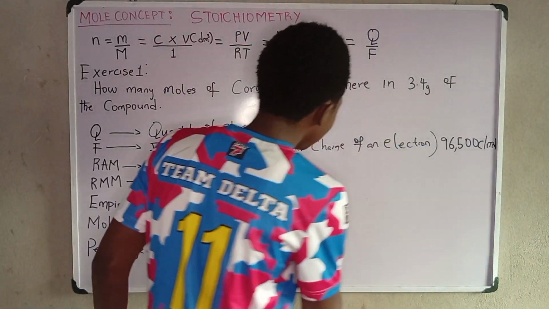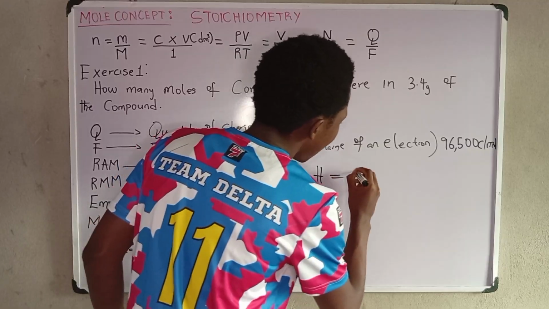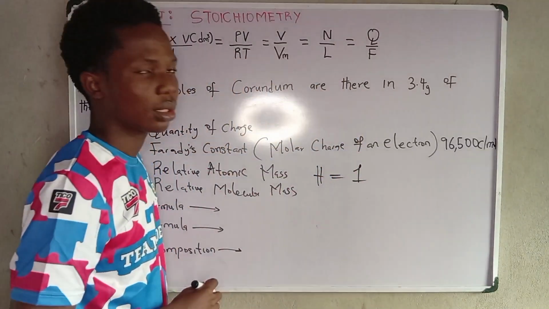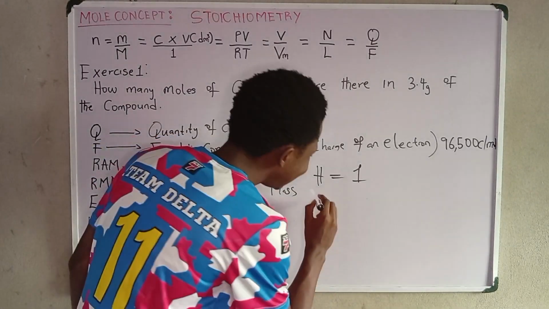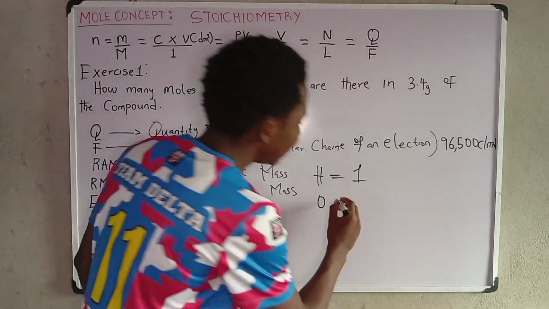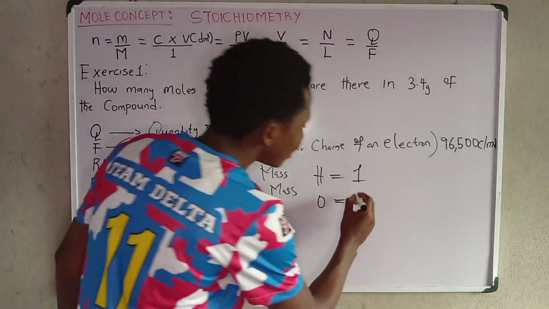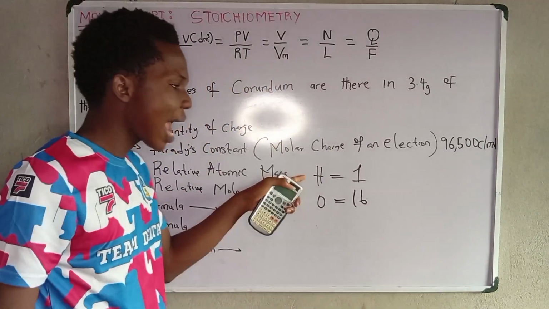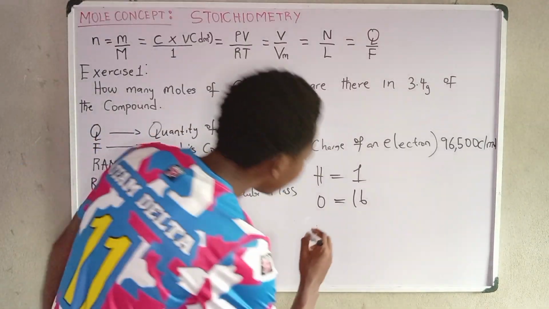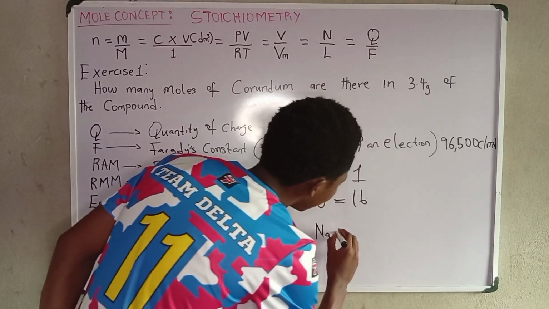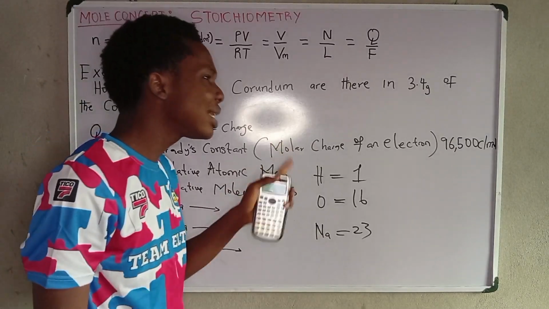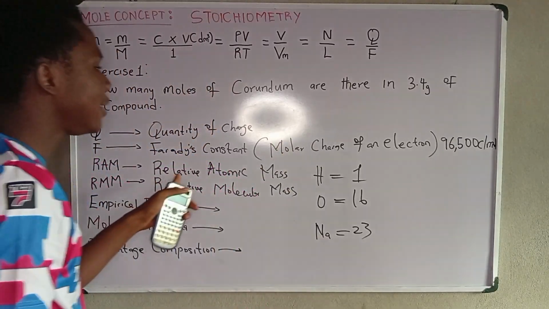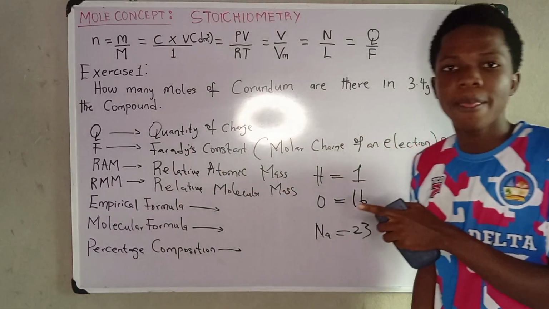Now, scientists use hydrogen as their unit 1. Okay. Now they observe that the oxygen atom is 16 times heavier than hydrogen. They also found out that sodium is 23 times heavier than hydrogen. That's how we came about relative atomic mass. You understand?